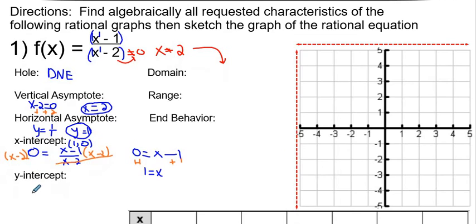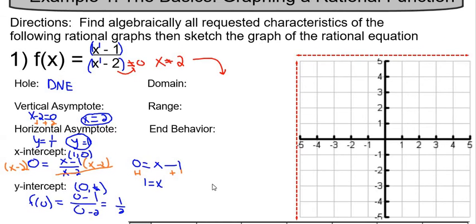The y-intercept is to plug 0 into f. So I'm going to plug 0 into the x's of f and reduce. And that will give me 1/2. Again, I can't leave it like this. I have to write it as a point (0, 1/2).